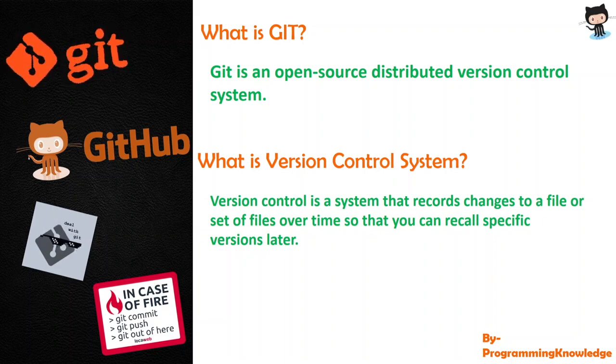But what is this version control system? Version control system is a system that records changes to a file or a folder. Whatever changes you make to your file, it will record that so that you can recall specific versions later. Okay, so this is what version control system is.